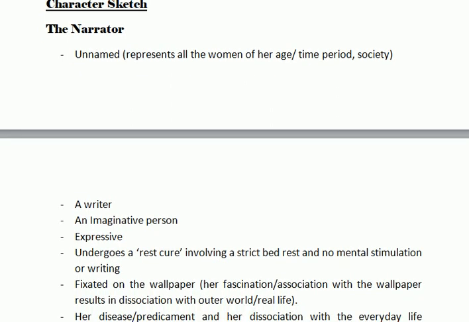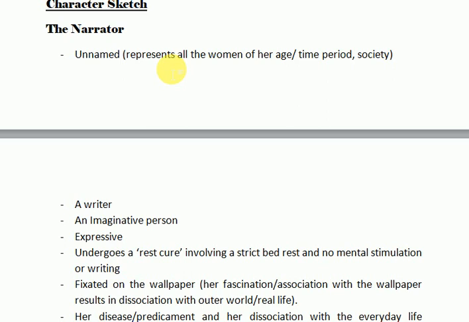Now, moving towards characters, there are two main characters of the story, the narrator and her husband John. Let's see who the narrator is. The narrator was unnamed. She was not named, which shows her anonymity, and her being unnamed means that she represents all the women of her age, of her time period, and of her society.